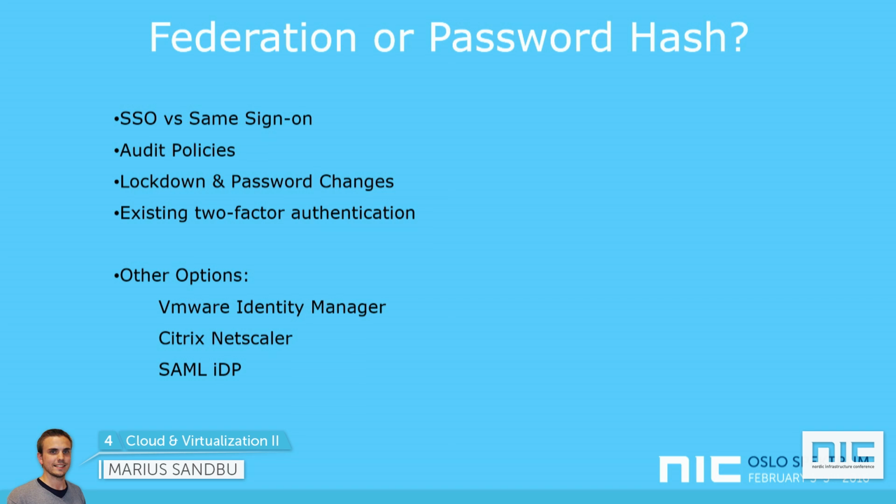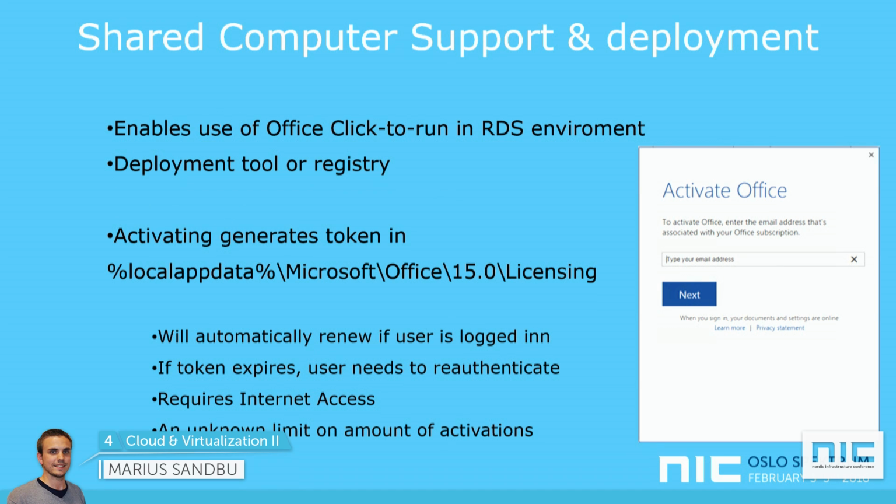So after we now set up the user access, delegated license, and so on, we need to think about delivering Office as a product to our servers. The first thing I'm going to talk about is something called shared computer support, which is basically the feature which allows us to use or install Office 365 Plus in an RDS environment. This is a feature that was introduced in 2014. I think it was December-ish.